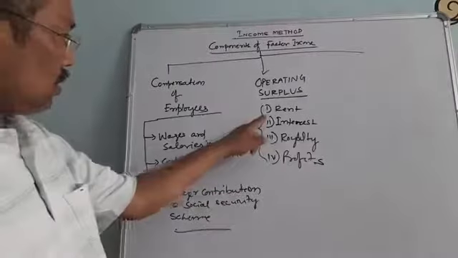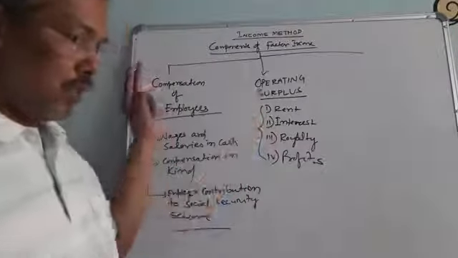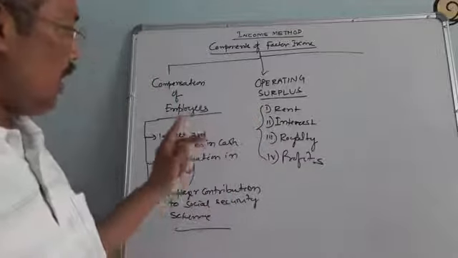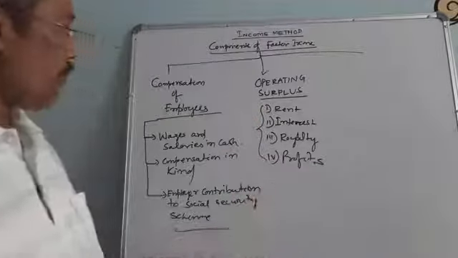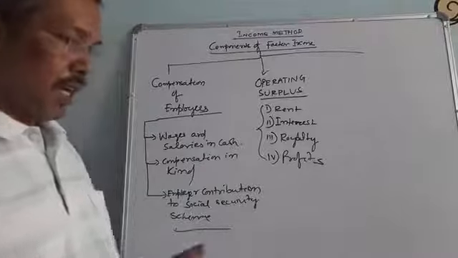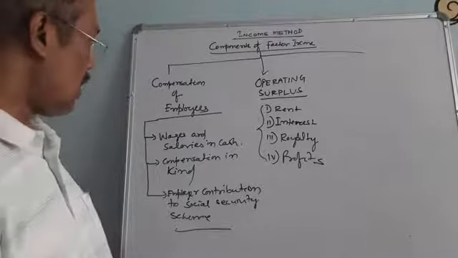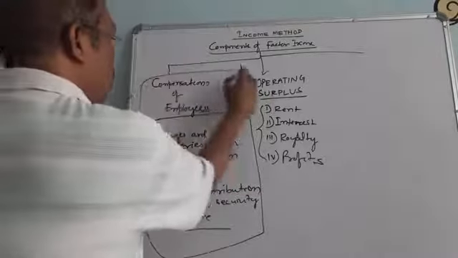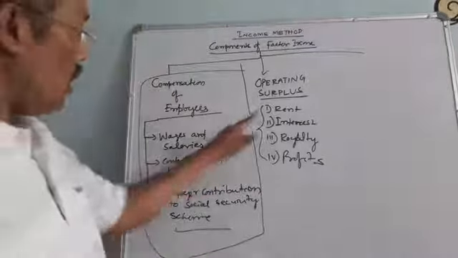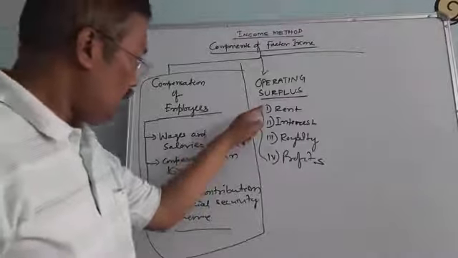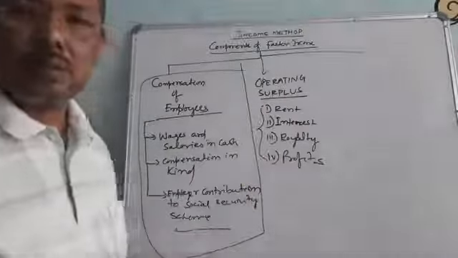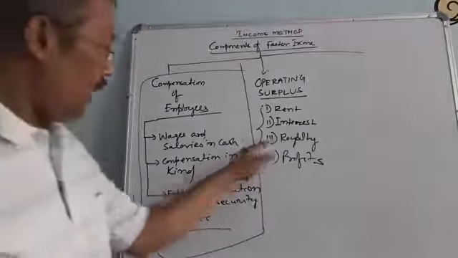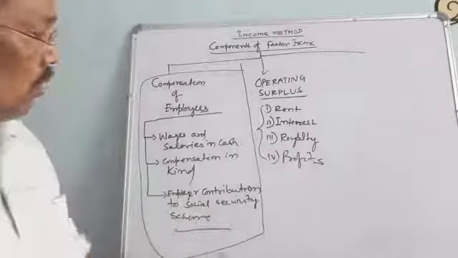Before this, we have already said the four factors of production: land, labor, capital, and entrepreneurship. Land receives rent, labor receives wages and salaries. That part is to be taken as the compensation of employees. Already we have finished. Remaining this part, rent, interest, and profits. And I added one, royalties. We will discuss one by one.